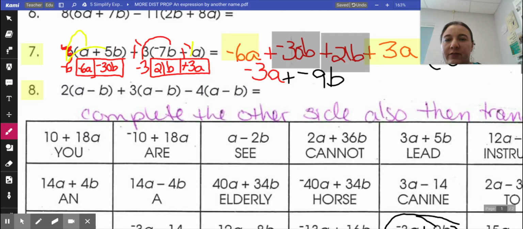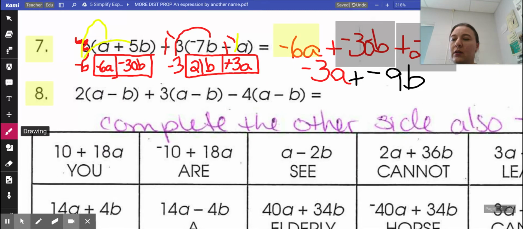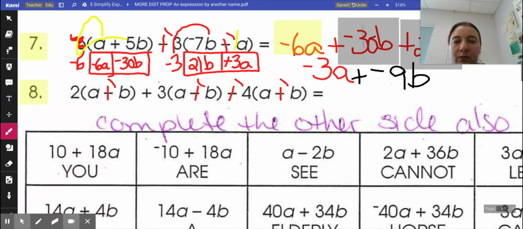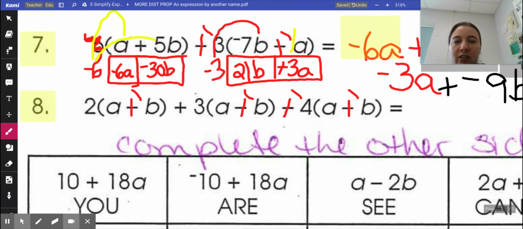I have 3 parentheses. No big deal. So I can do this 3 times. And I'm first going to change any subtraction to adding the opposite. Haven't had any double negatives yet, but don't think it's always plus a negative. If I have minus a negative, it's going to be adding a regular. But anyways, too much talking. Just remember, add and then change the next one to the opposite.